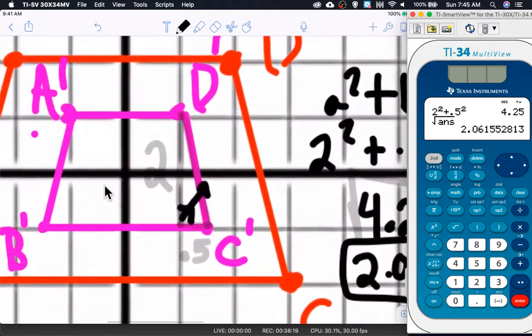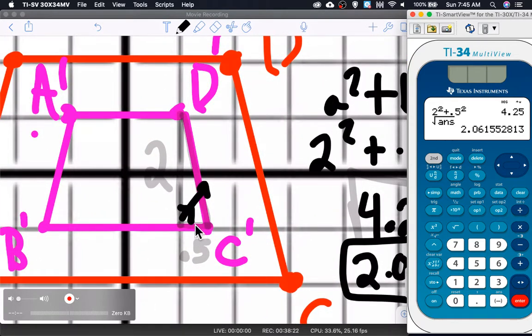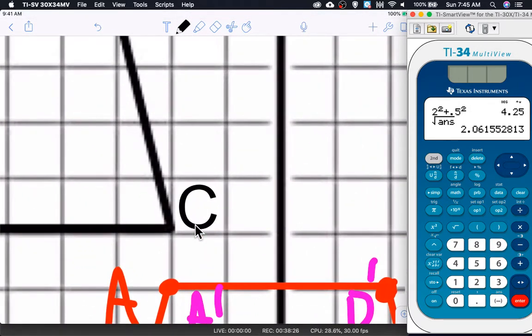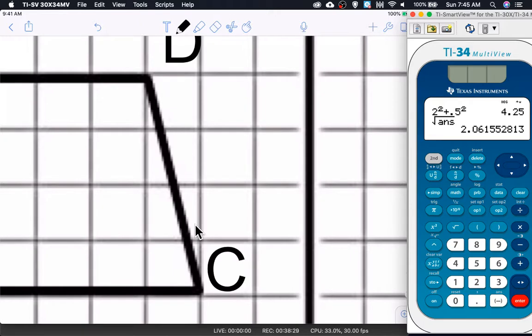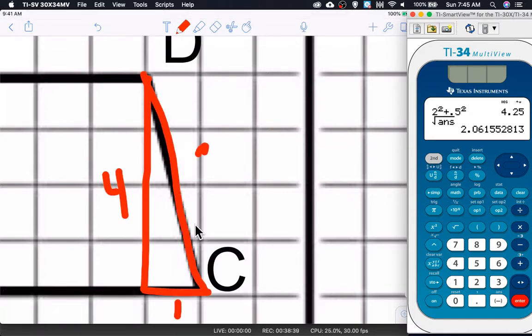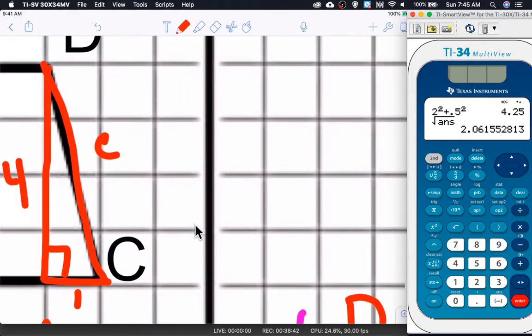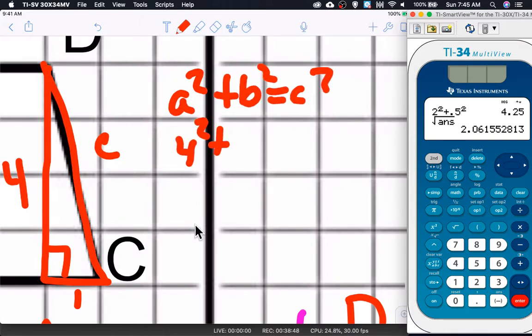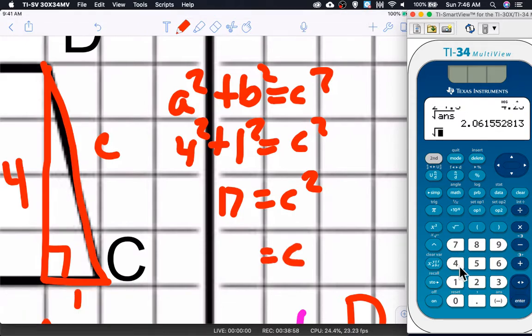Now, if that was hard for you and you had trouble, didn't know how big this was, you could have done Pythagorean Theorem here. We know all these measurements. We know this is 1, 2, 3, 4. We know this is 1, and we want to find this side. We could have done Pythagorean Theorem right there. A squared plus B squared equals C squared. 4 squared plus 1 squared equals C squared. I'm going quick because, well, we already did this. That's 17 equals C squared. I would square root both sides. C equals square root of 17. And we get 4.12. I'll keep the 3 for now.